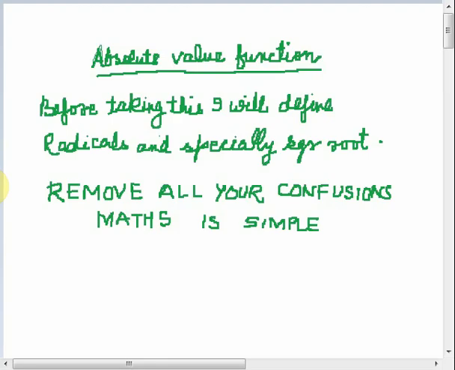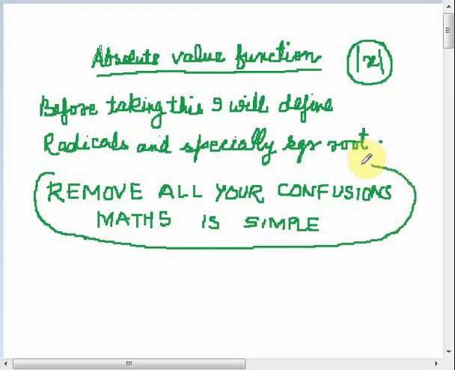Welcome back. Today I will start absolute value functions, that is mod x. But before taking up this mod x function, it will be better for me to take up radicals and especially the square root. And I hope that I will be able to remove all your confusions about square root and the absolute value functions, especially the value of root x square. I will try to remove all your confusions.